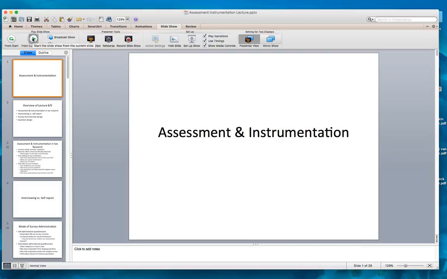Hi class, and welcome to the last lecture before we have our first in-person class. This is actually modules 8 and 9. They're both about assessment and instrumentation more broadly, and so they are combined.